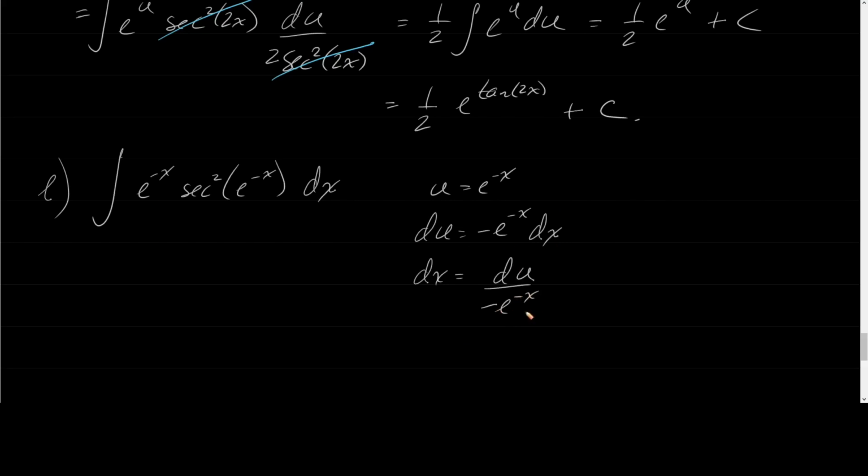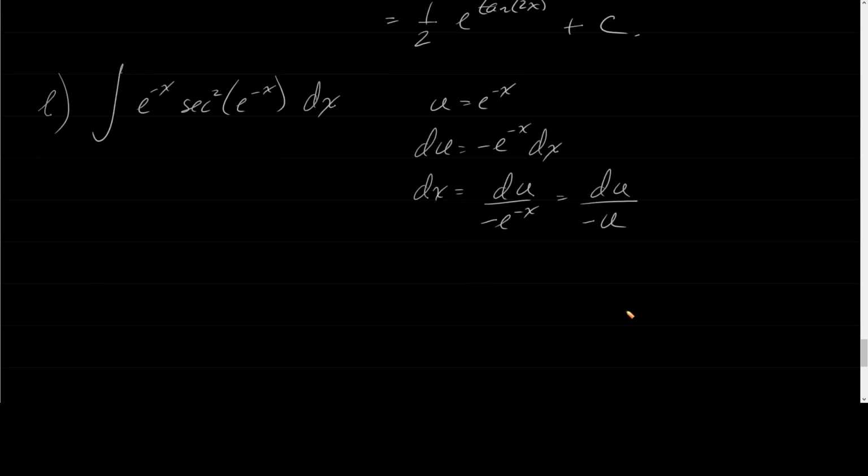But what was e to the negative x? That was our u. So here I can rewrite this as du over negative u. Alright, and then what does that do for us? Well, we can say now we have the integral of e to the negative x, that was our u. So I have u times secant squared of e to the negative x, which again was our u, and dx, which was du over negative u.